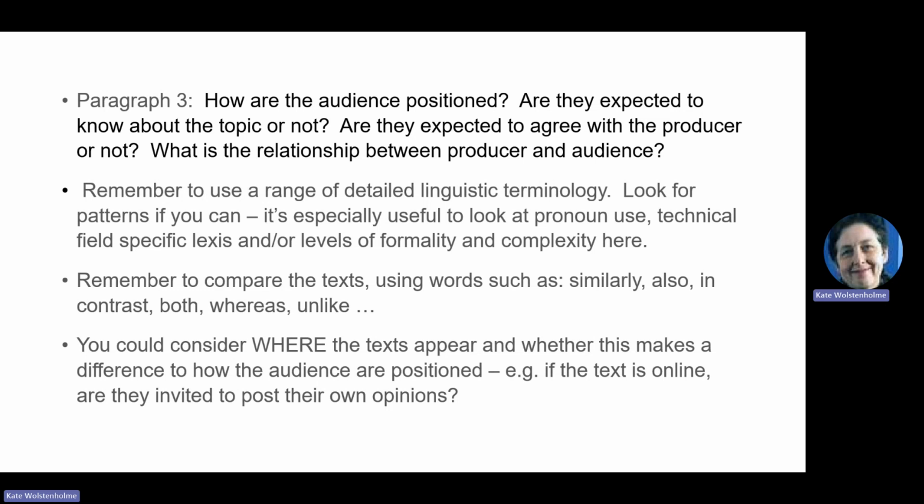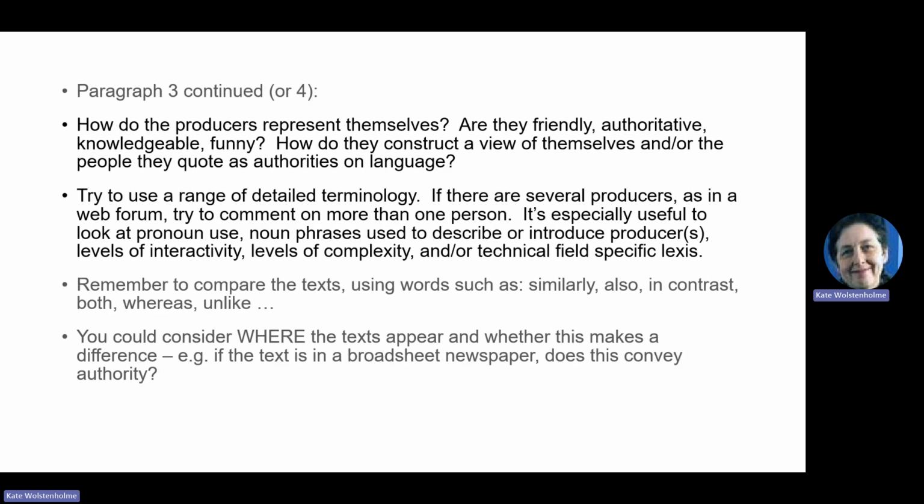Okay, now in the same paragraph as dealing with audience, you could now deal with producer as well, because those two things go together. So how do the producers represent themselves? Again, looking at the same things really. So pronoun use, levels of complexity or technical lexis.